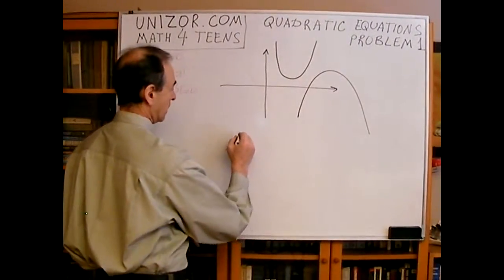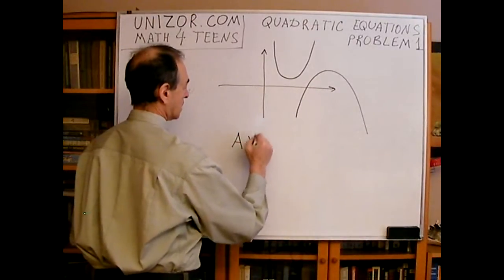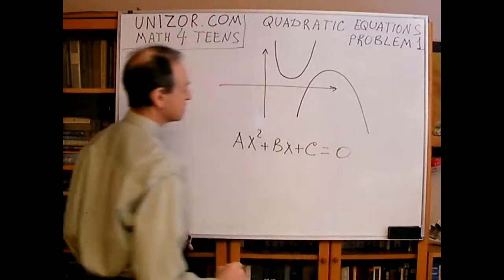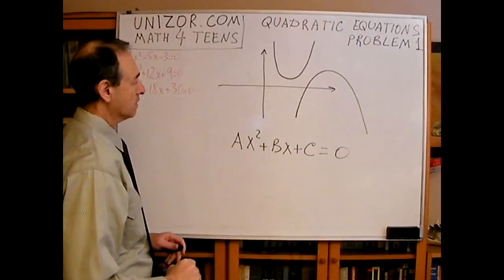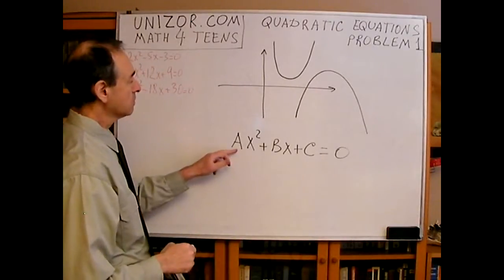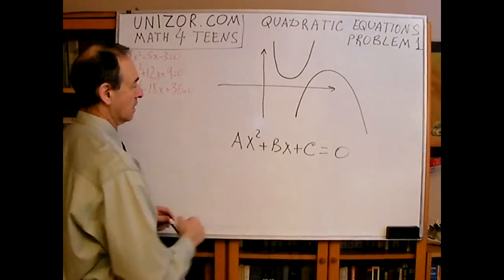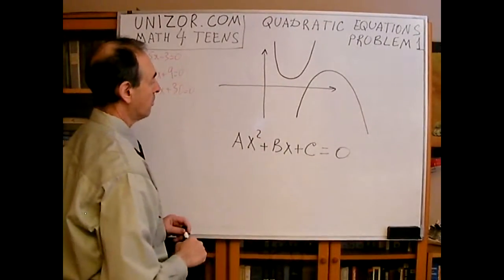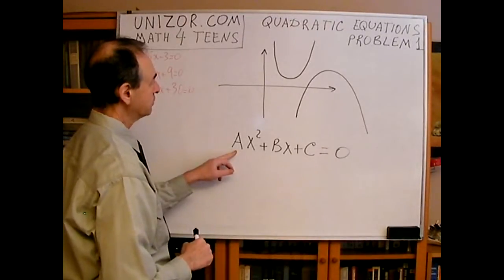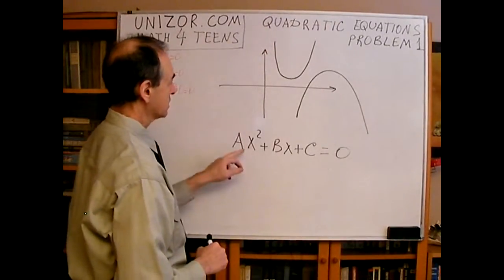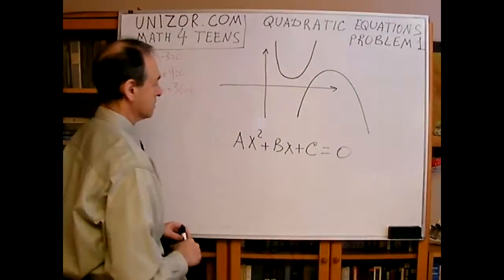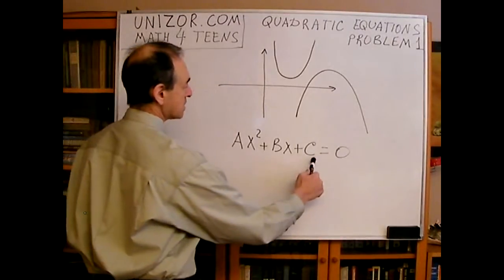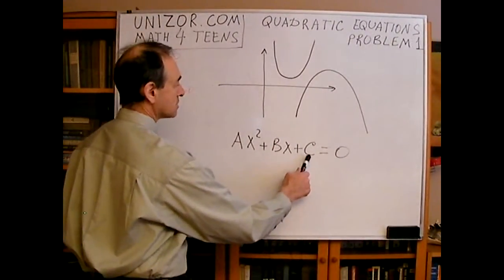If I have something like ax squared plus bx plus c is equal to 0, if this is my original equation, then this coefficient determines what exactly the direction of the horns of the parabola are. If it's positive, then it's upward. If it's negative, it's downwards. So that's number 1.